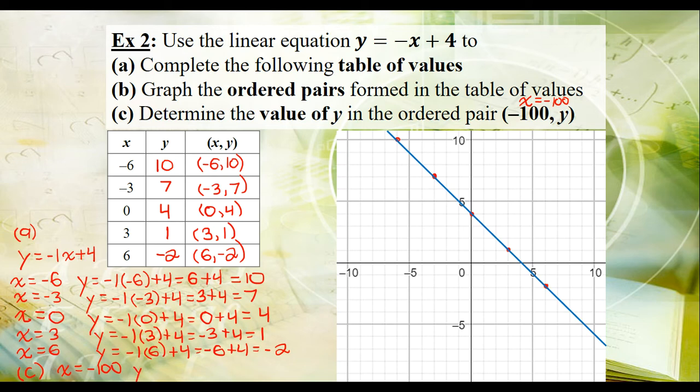So that's going to be y is equal to -1 times -100. And then we're going to add 4. -1 times -100 would be 100. And then add 4 to that. And then we're going to get a value of y that would be equal to 104.